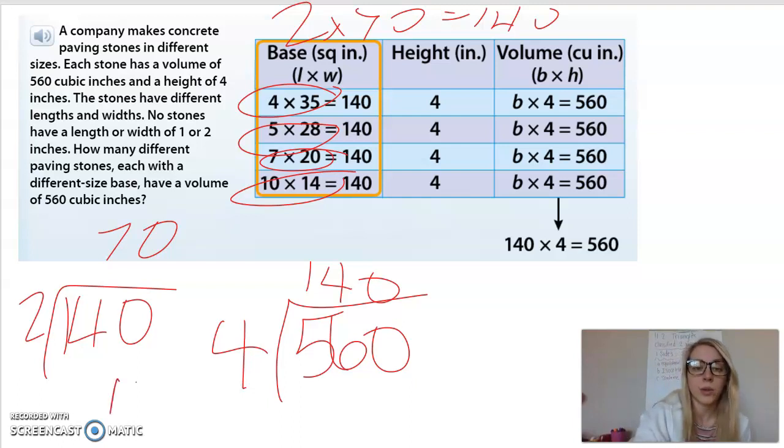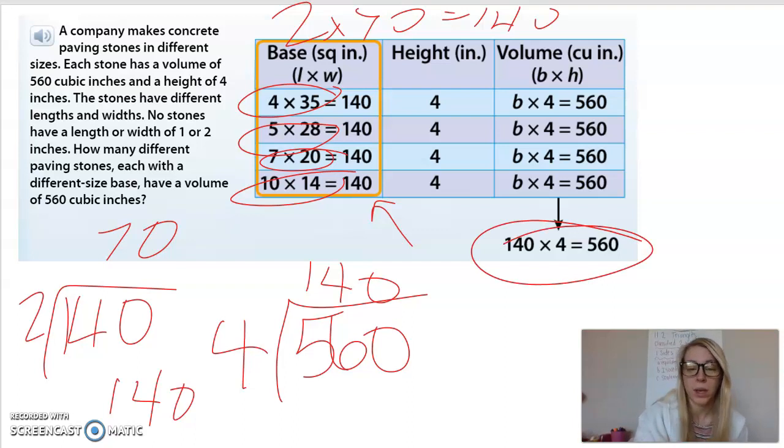So all you have to do is take your 140, which is how we got that there, and divide it by 1, divide it by 2, divide it by 3, divide it by 4, divide it by 5, and then you're going to be able to figure out how many different ways you can make 140.